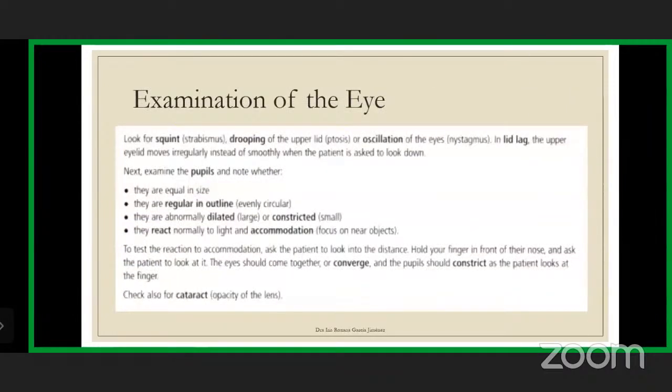And now we have this slide showing us the examination of the eye. The eyes, of course, have a process to practice on, to take into account, and then to practice. I mean, in that way, we can study this.